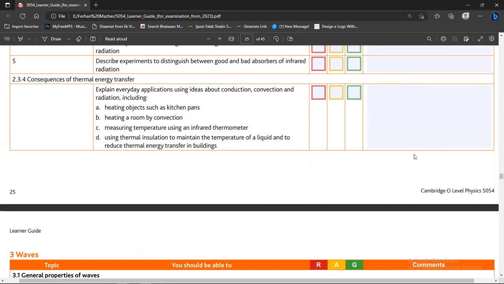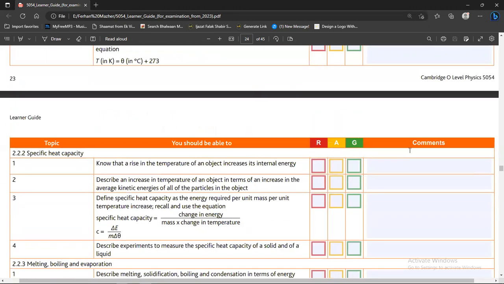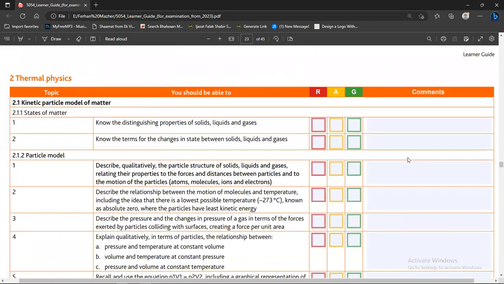So this is topic number 2, and these are the requirements you should be able to meet. When you are preparing for Physics 5054 for the upcoming exams, these are the main things you should be able to do, and you should be able to write about them: distinguish properties, define them, state them. If you know these things, then you can master this paper.